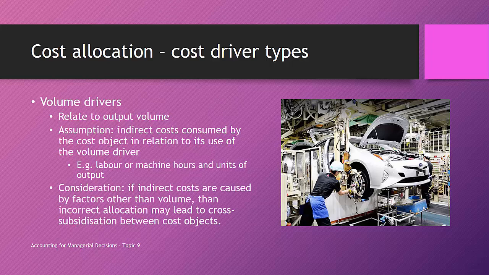A consideration here is that if the indirect costs are caused by factors other than volume, then you might end up having an incorrect allocation, and that's going to lead to a level of cross-subsidization between cost objects. And that's going to be problematic because it means one product may be bearing too much of a cost as compared to another. And that's not getting at the truth of what's going on. And if you're not getting at the truth of the matter, you may well then be making incorrect decisions going forward.